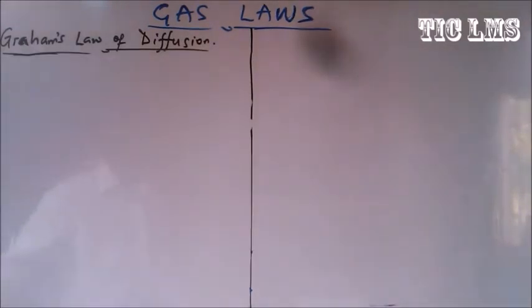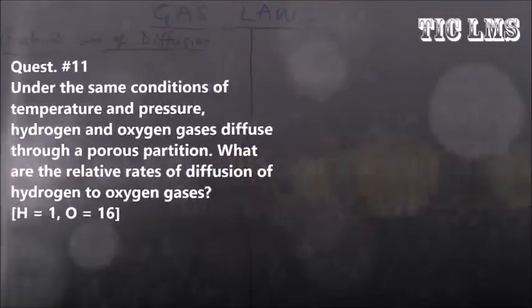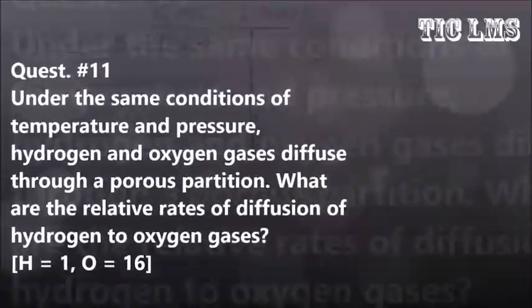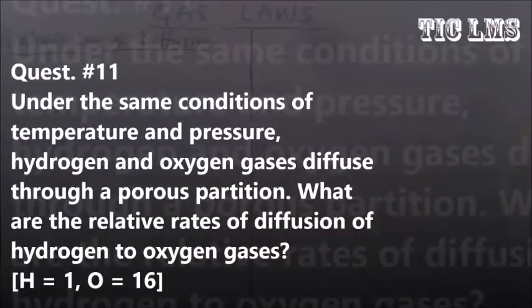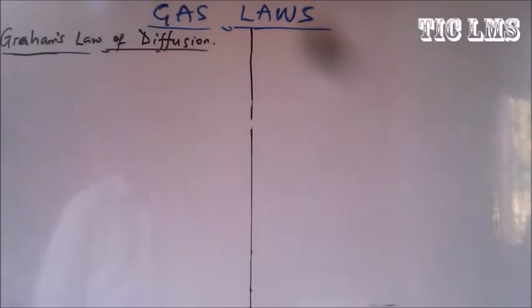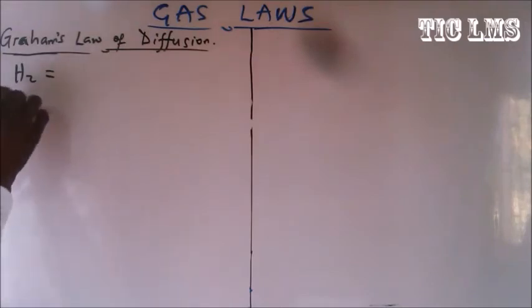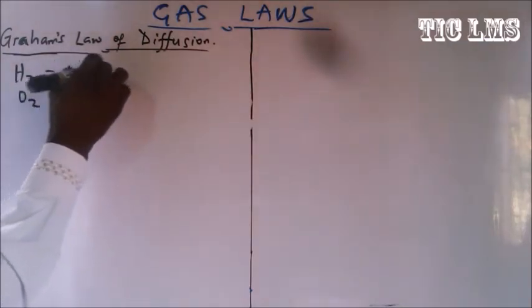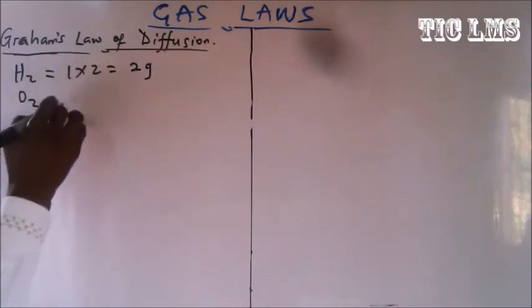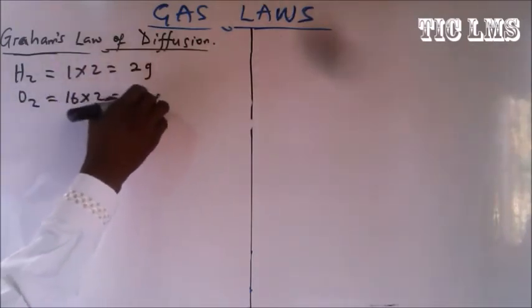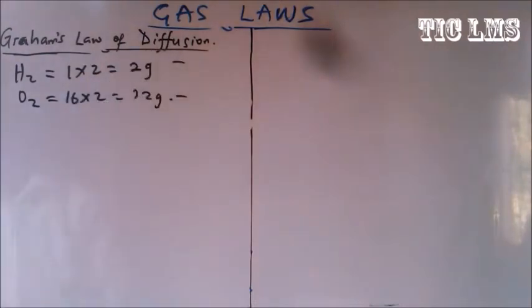We have the next question here, which says that under the same conditions of temperature and pressure, hydrogen and oxygen gases diffuse through a porous partition. What are the relative rates of diffusion of hydrogen to oxygen gases? In this question, what we want to get is the ratio of the diffusion of hydrogen to oxygen. First, we need to get the relative molecular mass of hydrogen and that of oxygen. For hydrogen, we have 1 multiplied by 2, and that's 2 grams. For oxygen, we have 16 times 2, and that's 32 grams. Those are the relative molecular masses.